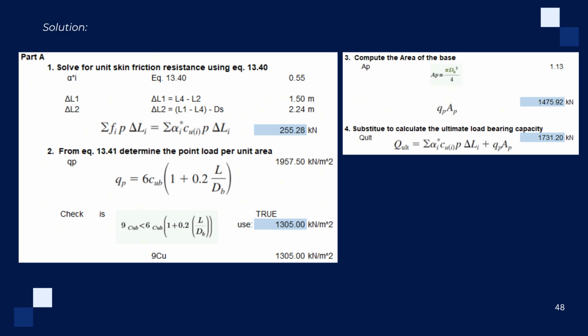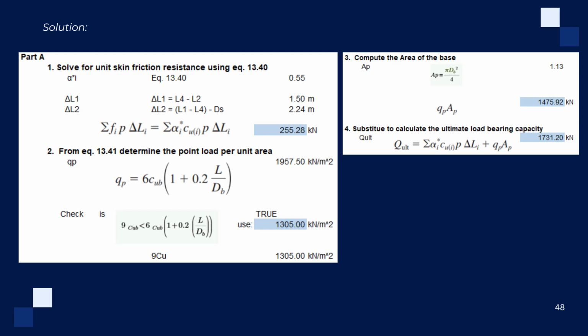Since 9 times Cu is less than the qp, we need to use the 1305 kilonewton per meter squared. And then we need to compute the area of the base. Ap is equal to pi dB squared over 4, which is 1.13. And then qp times Ap is equal to 1475.92 kilonewton.